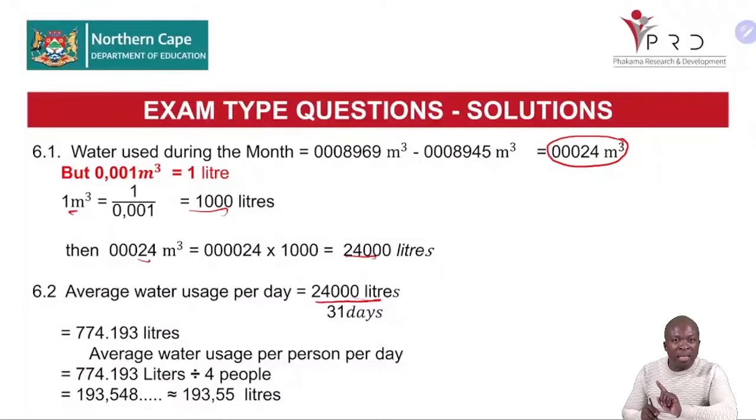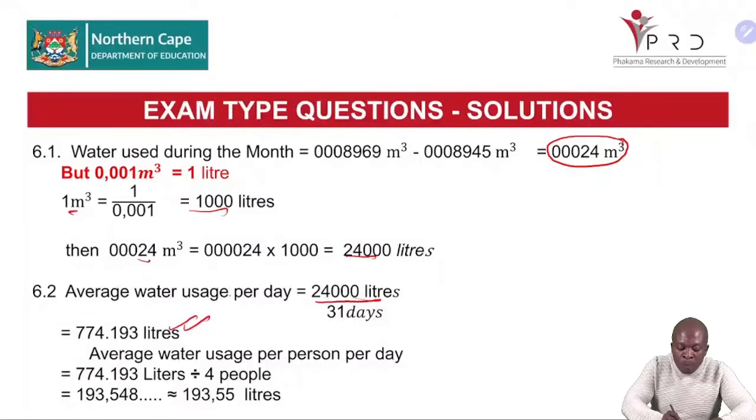Does it make sense to you, my learners? We take that 24,000 which was used in the whole month of January. Then we divide it by the number of days in January. That's why you see me having 24,000 divided by 31. Meaning that per day, they used about 774.193 liters.